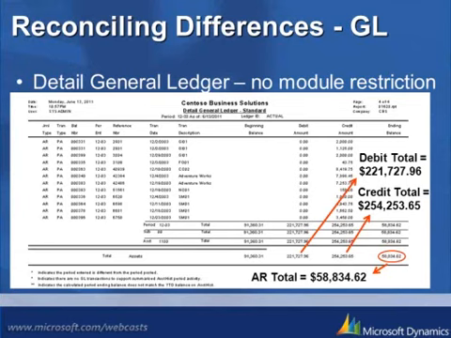running it this way without any module restriction first does give us useful information as well, because if you look at the very end of the report, and this is what I want to show you here, it provides us with the debit and credit totals, which should tie out to an accounts receivable report that we're going to review coming up. So if we look at our total debits and our total credits, we got a total debit of $221,000, total credits of $254,000, and then it also gives us our AR total again, which is our $58,834.62. That AR total should also match to our GL trial balance report, and it actually does, so we're good there.